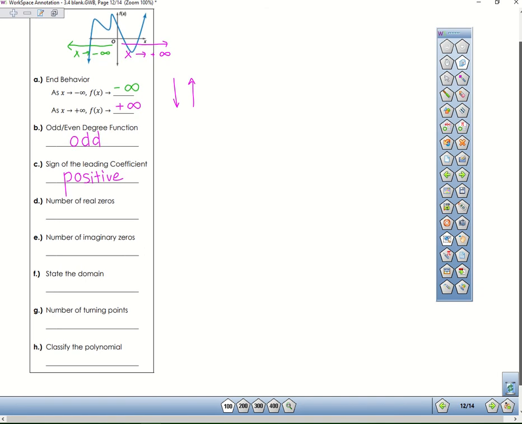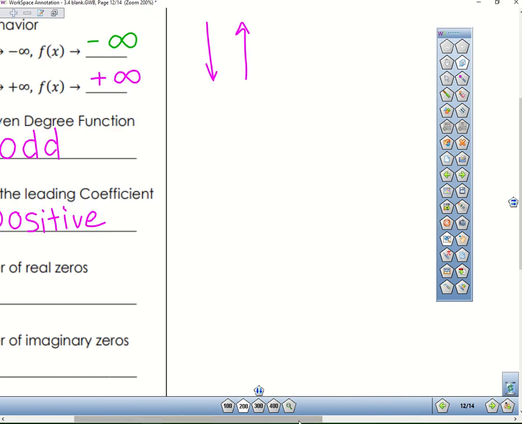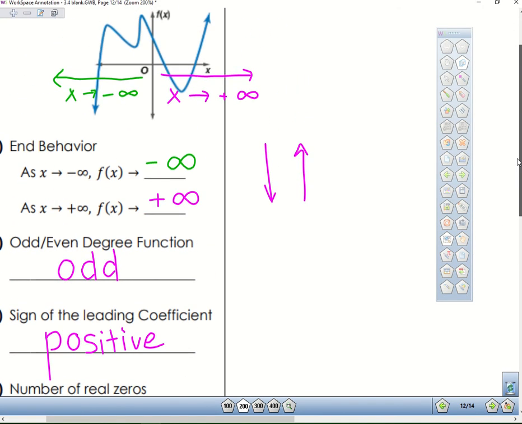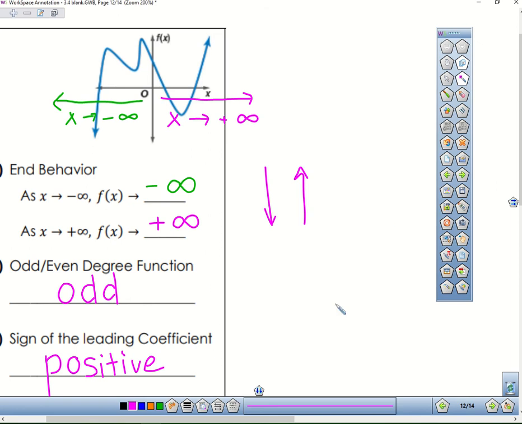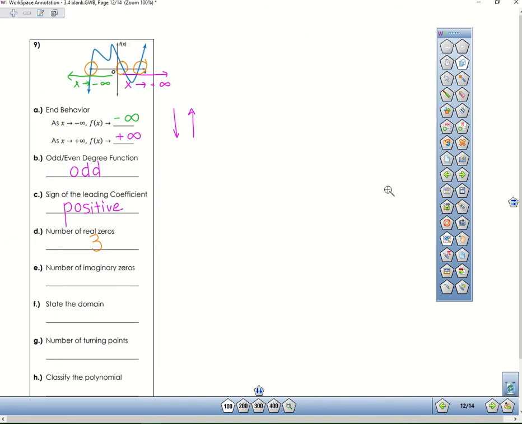So I'm going to zoom out for this because it's a little hard to fit all here. So now for our next step. For our next one, number of real zeros. So real zeros are how many times your function crosses the x-axis. So if we look at this function, how many times does this function cross the x-axis? 3 times. So 1, 2, and 3. So the number of real zeros is 3 because it crosses the x-axis 3 times. Zeros are how many times we cross the x-axis.